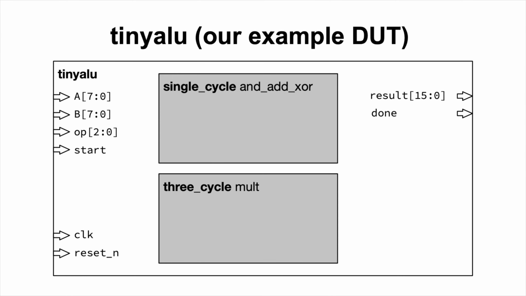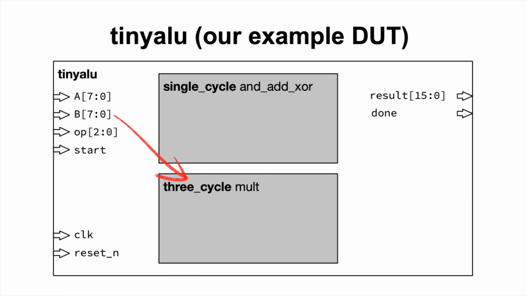I'd seen this example in Ray Salemi's UVM book called the UVM Primer. The way that this tiny ALU works, which we'll be covering going through the methodology and the example, is it has two inputs, A and B, and an operand, which is a 3-bit vector. And those two inputs, A and B, are either routed to single cycle operations, which are ANDs, ADDs, or XORs, or it's one of the 3-cycle operations. There's only one. It's called multiply.